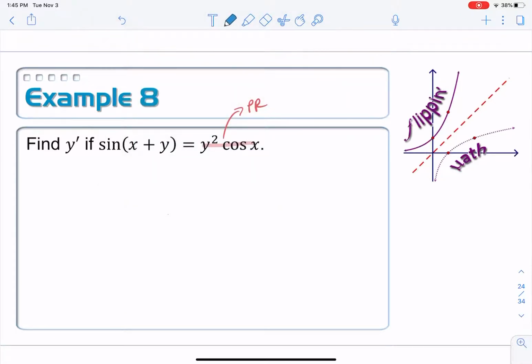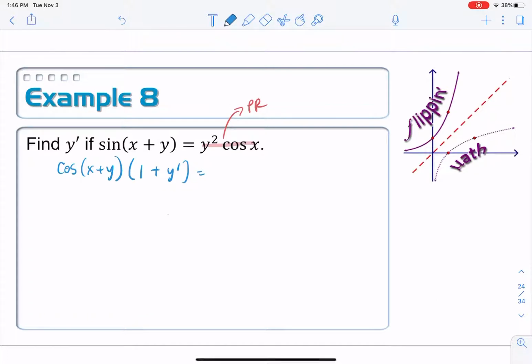Take the derivative of the left-hand side. So I've got sine of stuff. The derivative of sine of stuff is the cosine of that same stuff. Now this is a composite function, so I need to take the derivative of the interior function. Term by term, the derivative of x is 1 plus the derivative of y, which I will write as y prime. I'm just using the same notation that they use, the prime notation. You'll see that it works exactly the same way as the Leibniz notation.